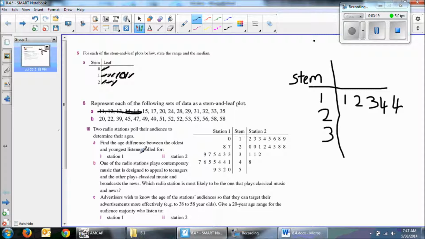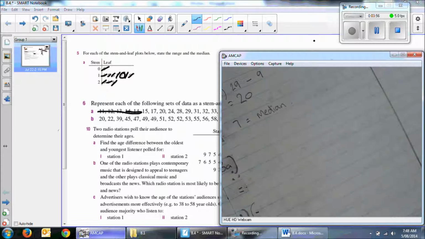We'll have a look at question 10 quickly. Two radio stations poll their audiences to determine their ages. Find the age difference between the oldest and the youngest listener polled for station 1 and station 2. So we need to find the difference between the oldest and the youngest, which means that we're really finding the range. Here we go, station 1, they had one person listen that was 10 years old, and their oldest person was 59. So that means their age difference was 49.